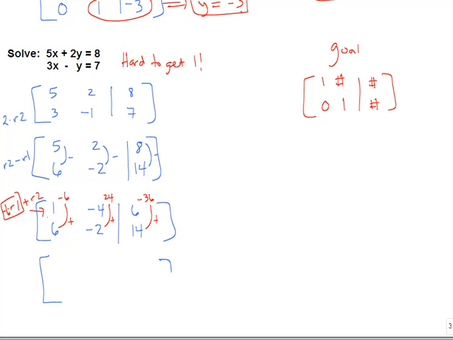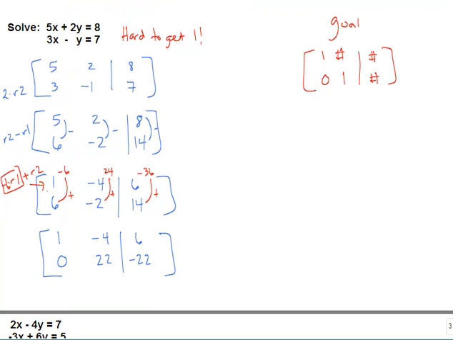So keep the top row the same as it originally was with the 1, because remember, we want a 1 in that upper left corner. So I'm going to keep the top row to be 1, negative 4, 6. In the bottom row, negative 6 plus 6 is 0. 24 plus a negative 2 is 22. And negative 36 plus 14 is negative 22. So we have our 1 and we have our 0.